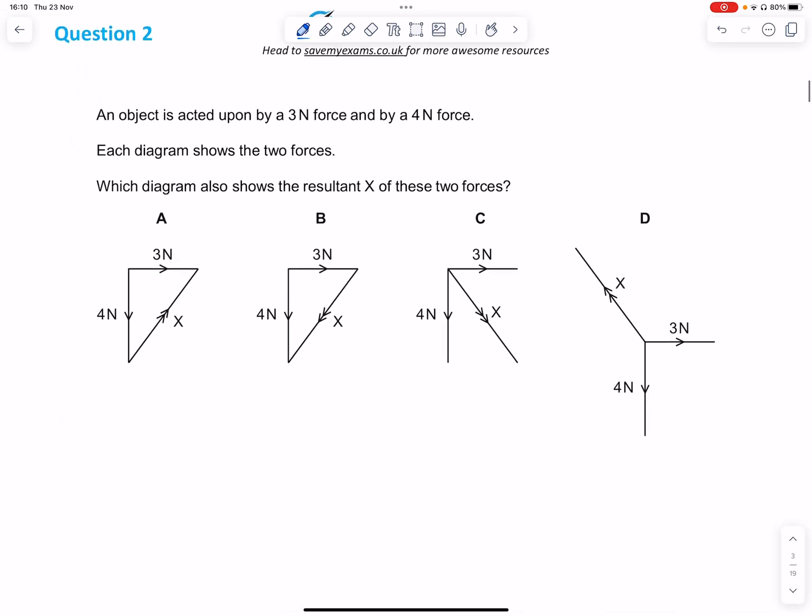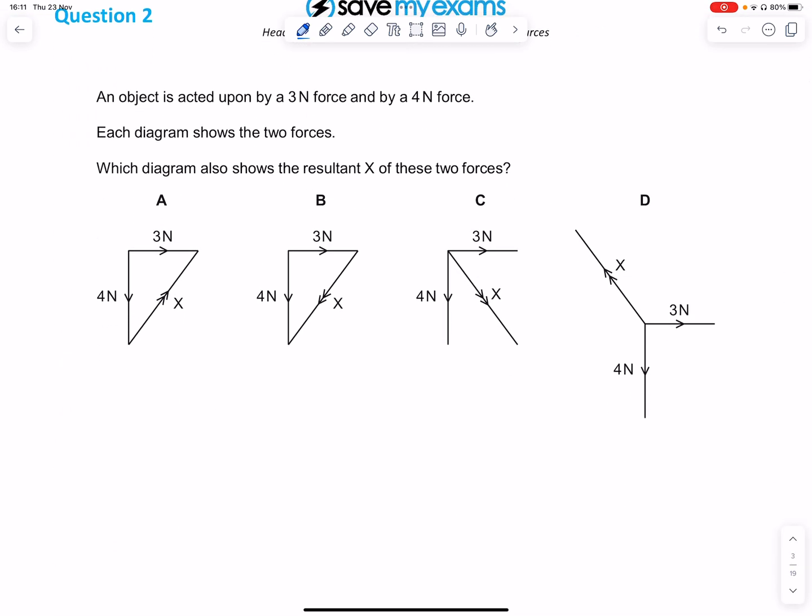Moving on to the next question. An object is acted upon by a 3 newtons force and by a 4 newtons force. Each diagram shows the two forces. Which diagram shows the resultant of these two forces?